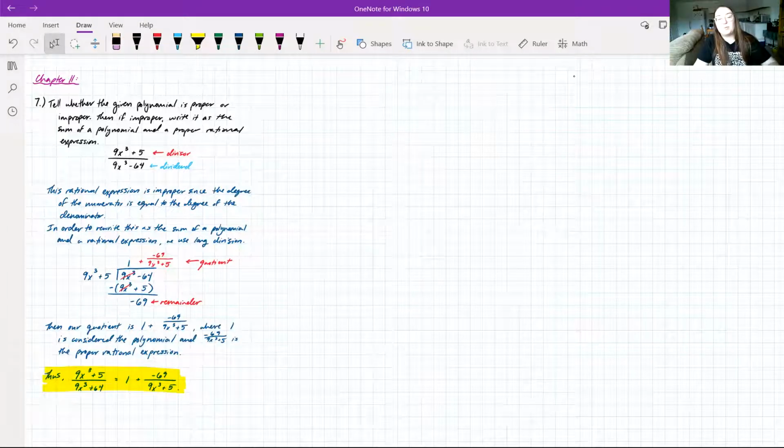So when encountering a problem like this, it's really just asking you to do long division and rewrite your improper fraction as a polynomial plus a rational expression.